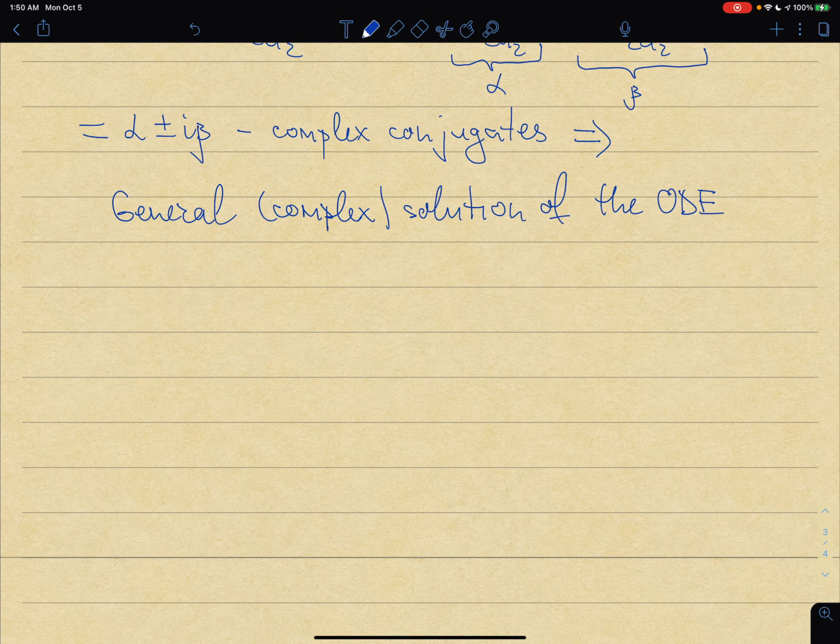So I have two solutions: e to the power alpha minus I beta x, and a second solution, e to the alpha plus I beta x. And my general solution is going to be C1 times the first solution plus C2 times the second solution. And in this case, they're still linearly independent. So this solves the ODE.